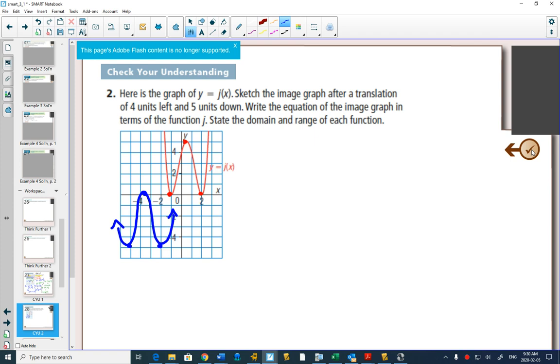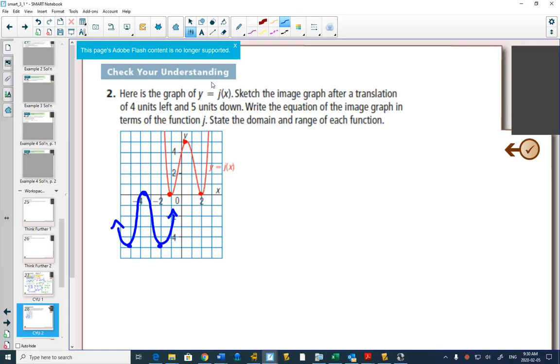I have moved it 4 units left and 5 units down. So I start reading my question again. Here's a graph of j of x. Sketch the graph, the translation, did that. Write the equation of the image graph in terms of the function j. So what does that mean?